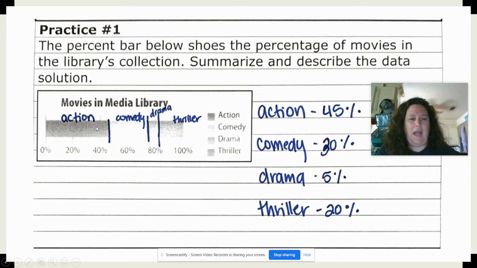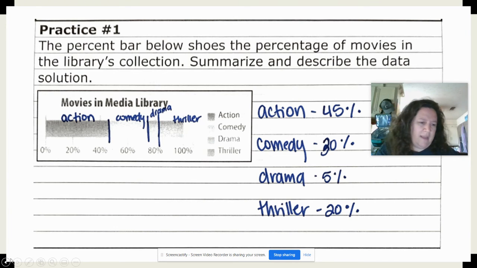All right, so we've got action, comedy, drama, and thrillers. This is how I would break it up. Sometimes you have to do a little bit of guesstimation. And so we're going to say that action is 45%. The biggest mistake that 6th graders make is that they say that comedy is like 75%. Remember, comedy starts at 45 and stops here.